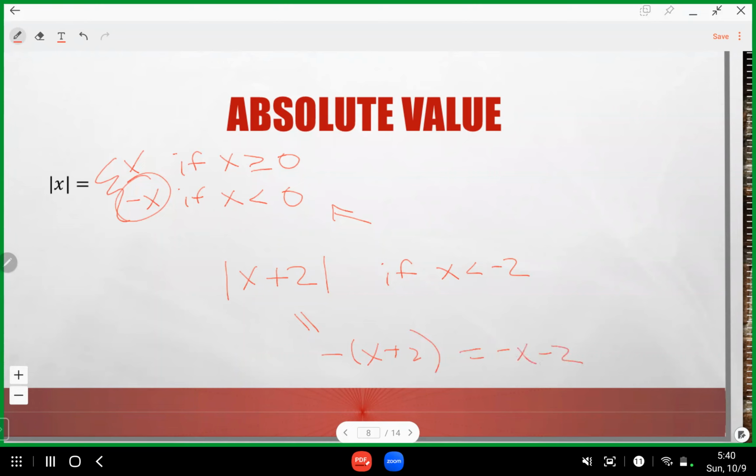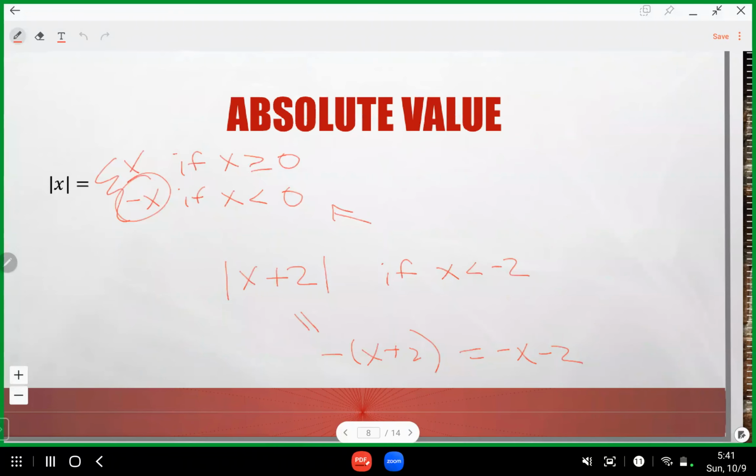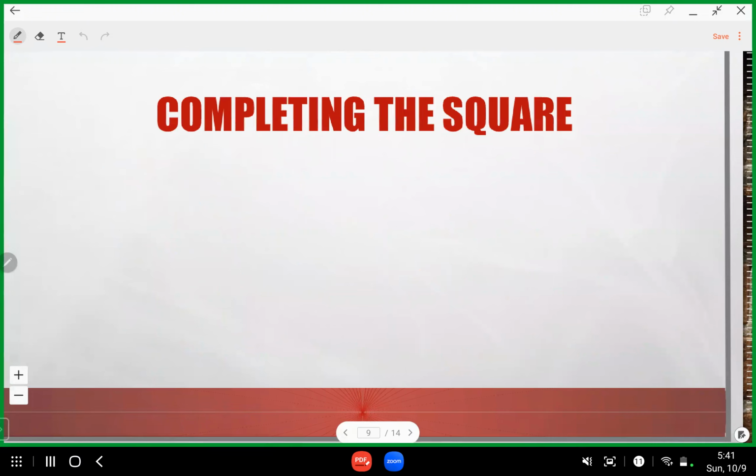Very good. So that's how we exploit absolute value to solve these kinds of problems. I just wanted to talk about absolute value for a little bit since we're dealing with that in this situation. So now let's go on to completing the square. Let's use an old example.